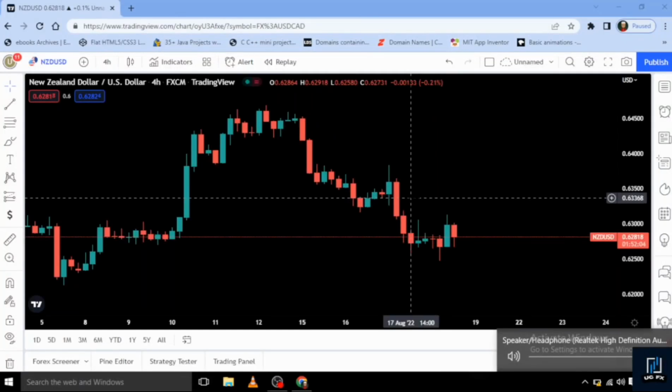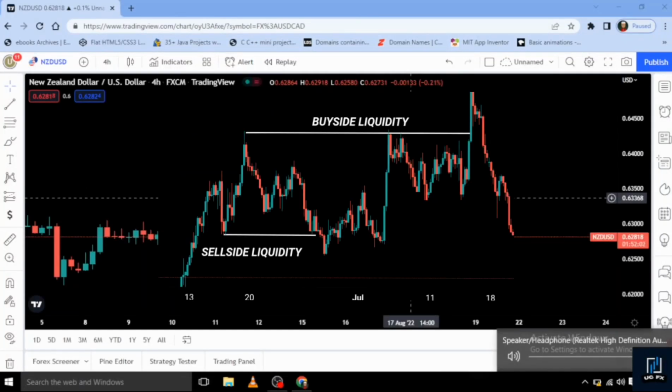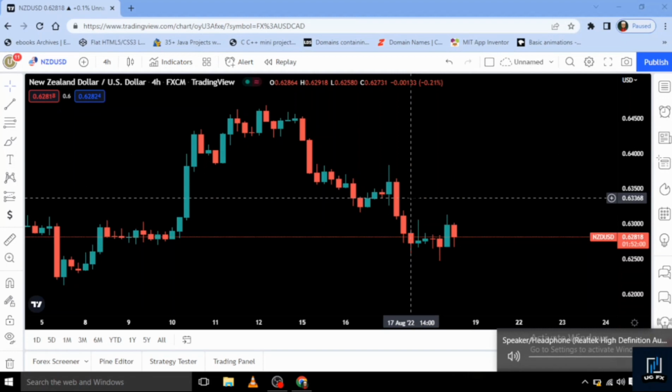In this video, we are going to look at buy side and sell side liquidity. So I'm going to show you some secrets you need to understand about price action as we look at this buy side and sell side liquidity. And this will give you a clearer understanding of the market and thereby increase your win rate.